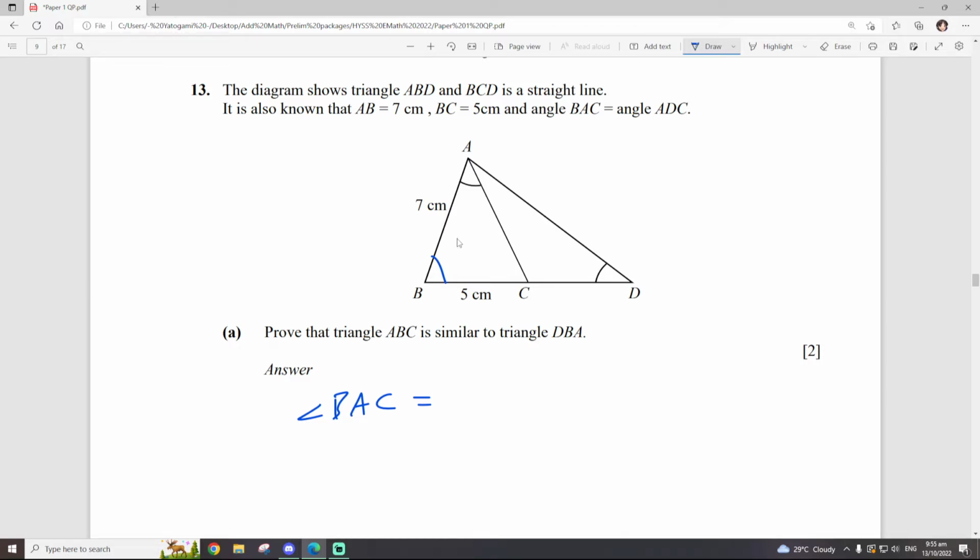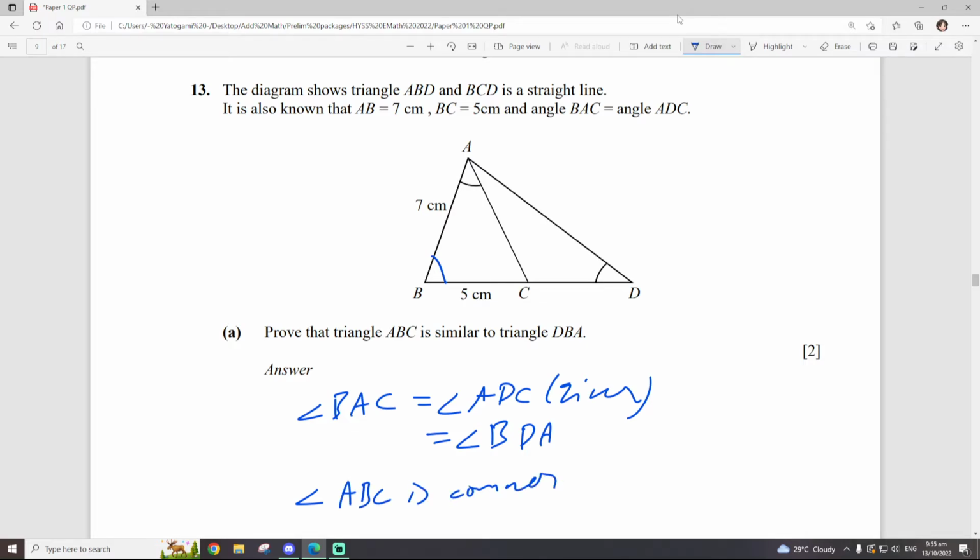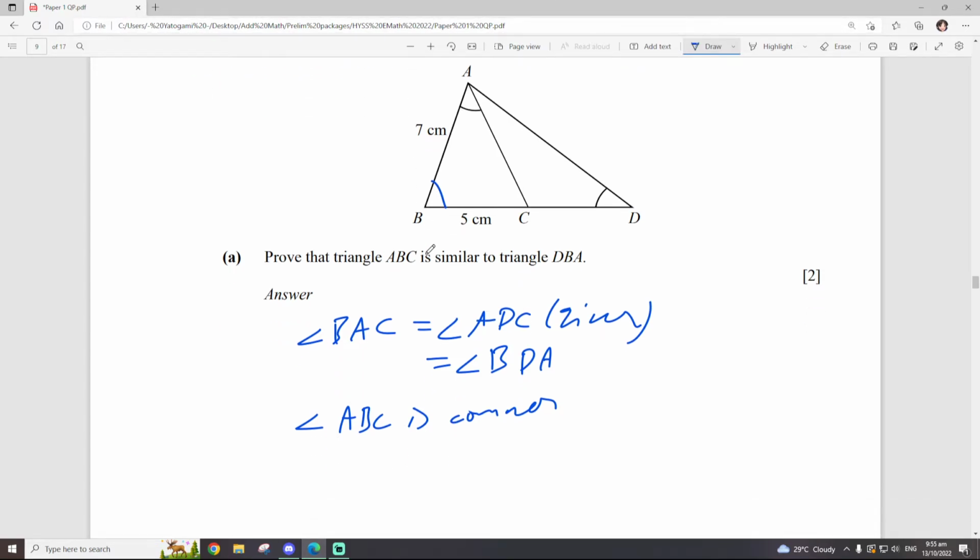So BDA is the same as CDA. So actually ADC, this. Okay, so this is given. And this is actually also equal to angle BDA. Okay, it's the same thing. And we also know angle ABC is common, ABD is common. And therefore AA similarity, right?